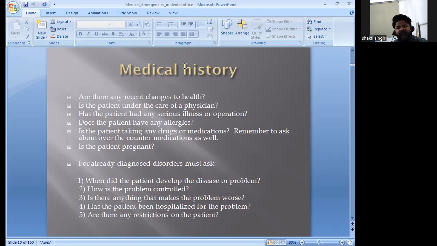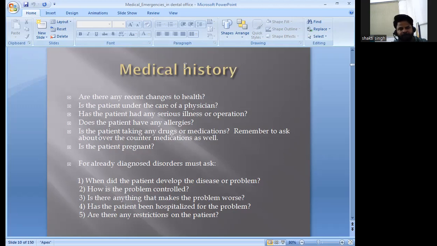Does the patient have any allergy to certain drugs or certain things? That should also be taken into consideration. Is the patient taking any kind of drugs or medications? Remember to ask about over-the-counter medications as well. Is the patient pregnant, if female? So these are the questions that you have to ask while taking the medical history of the patient.